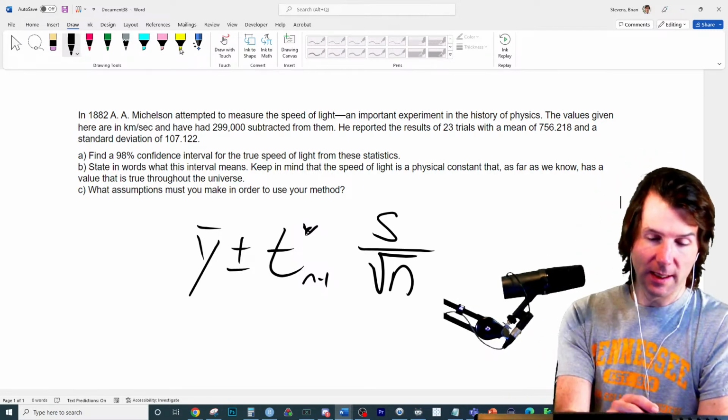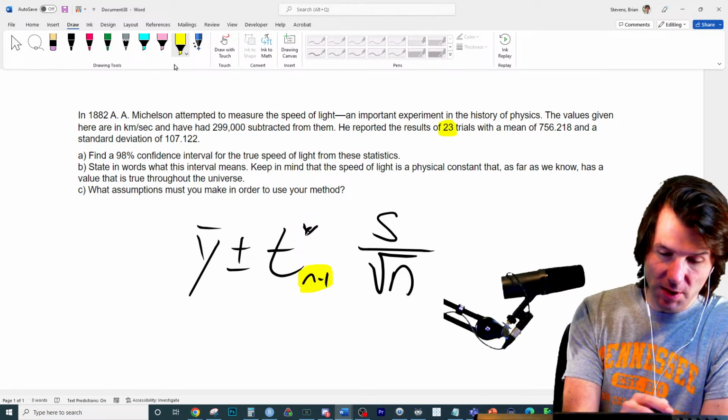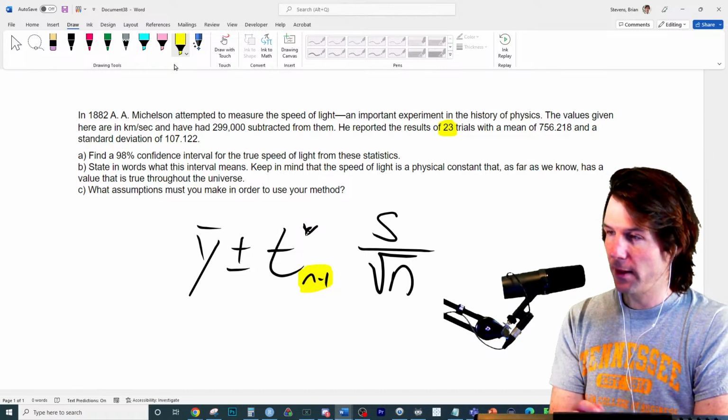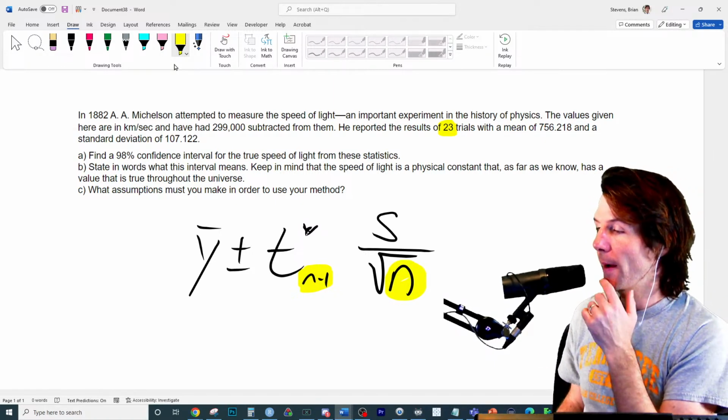Degrees of freedom equals 22. Nice job right there. Already going for a trickier one. Degrees of freedom is n minus 1. And then Justin has also identified n. Great job right there.